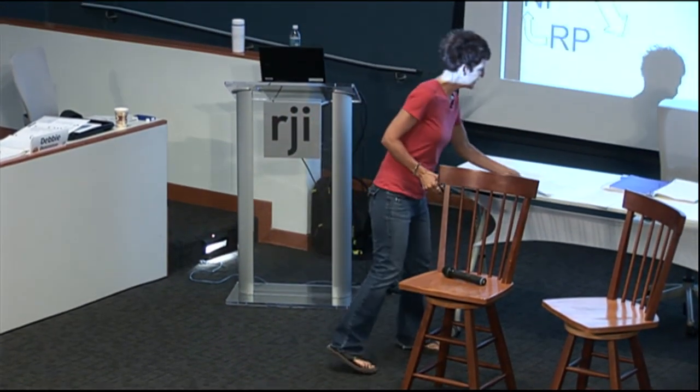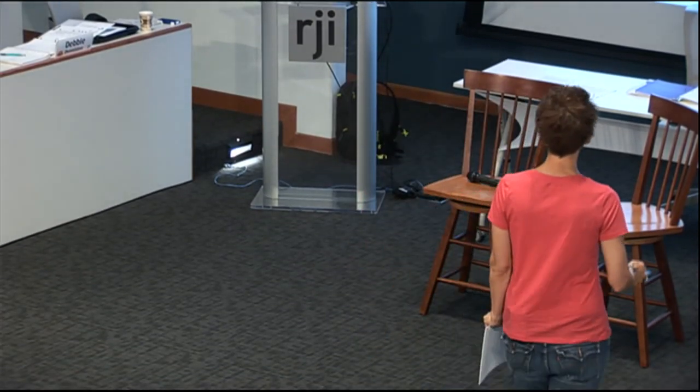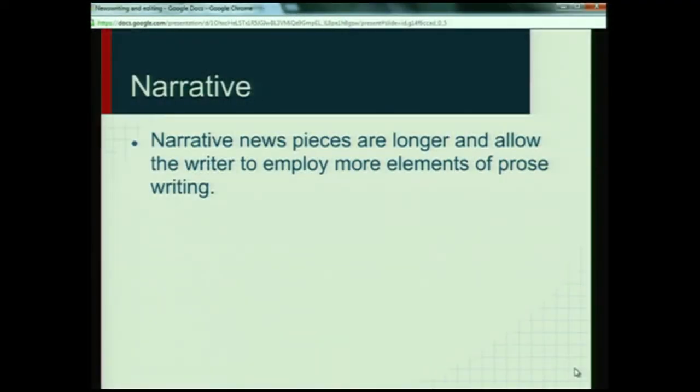Okay, and then there's the narrative lead or narrative story. Really, it's the whole thing. And in this, pieces are usually longer, much longer. I will not read you this whole story, but this is one story that was printed in the Kansas City Star. You know, you have to be a great writer to get people to read this long of a story, and Eric Adler is just amazing.